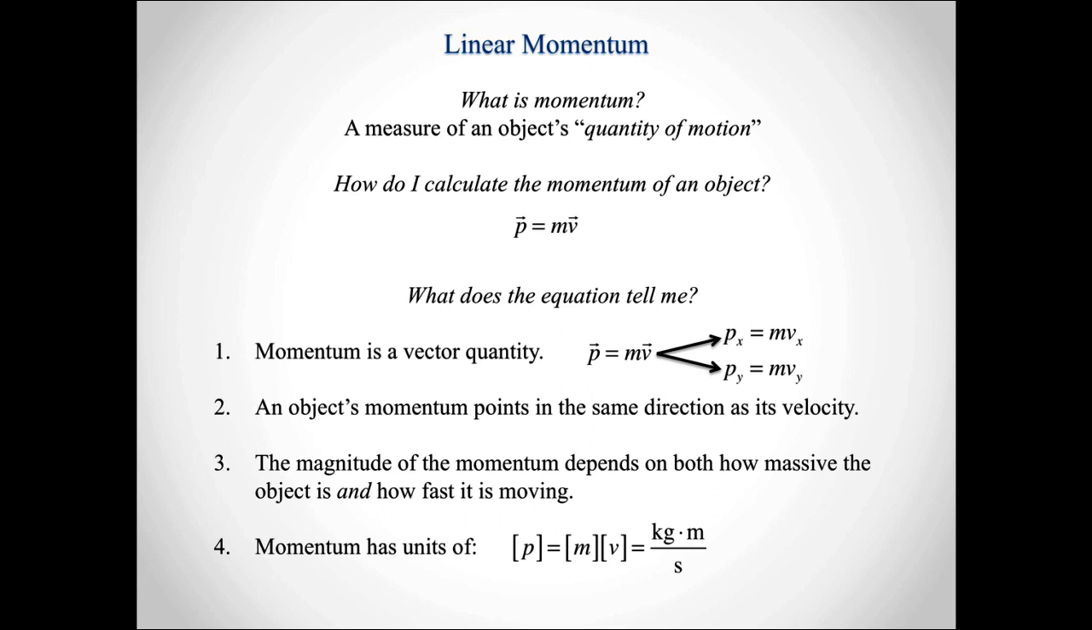And then again, I can use this equation to figure out what the units are for momentum. So the units of momentum have got to be equal to the units of mass times the units of speed. Well, units of mass are kilogram, units of speed are meters per second. So I get that the units of momentum are going to be kilogram meters per second.